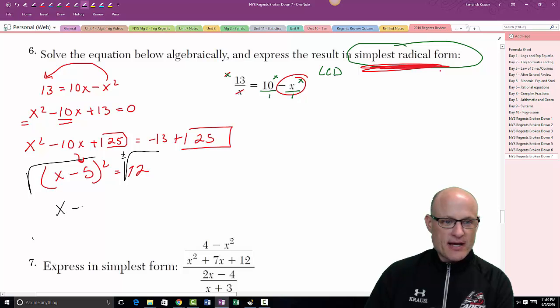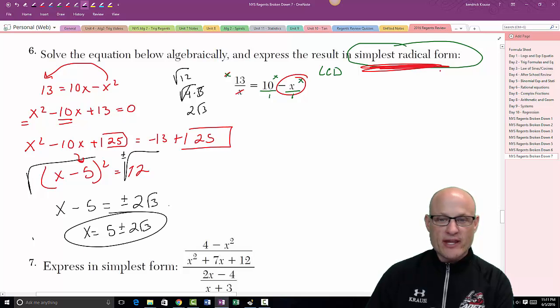So I get x minus 5 equals, let's see, radical 12. Let me do that right here. Radical 12 is radical 4 times 3, which is 2 radical 3. So plus or minus 2 radical 3. Bring the 5 over, I get x equals 5 plus or minus 2 radical 3. And if you stowed that and checked it, it would work.